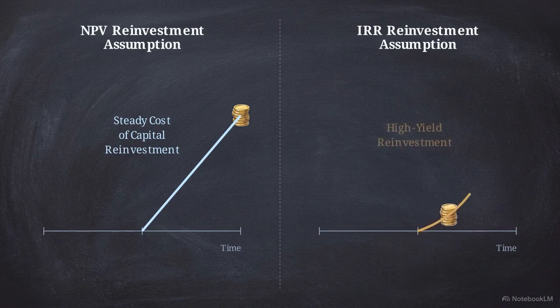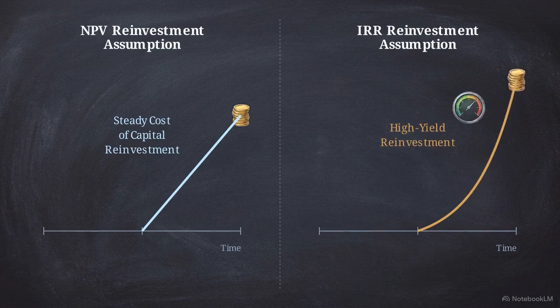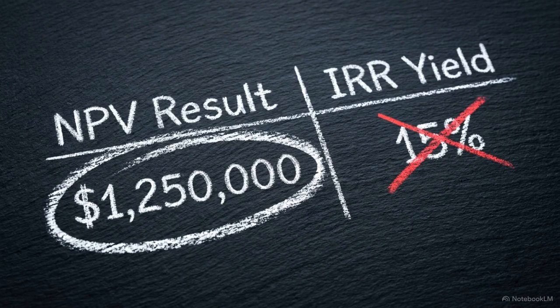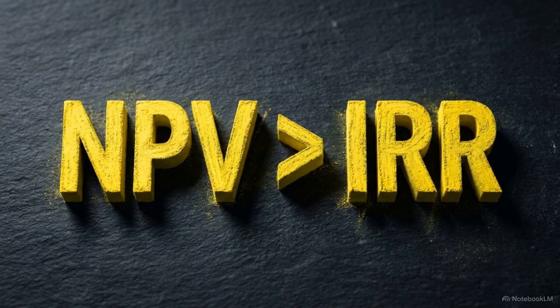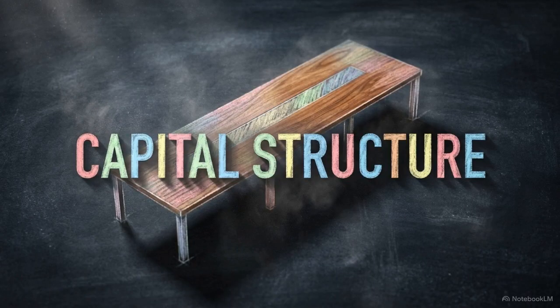It assumes you can continually reinvest that cash at the project's own high percentage rate, causing the valuation to explode upward. When these metrics clash, the absolute cash added to the firm by net present value overrules the percentage figure provided by the internal rate of return. In Unit 3, we look at financing decisions.